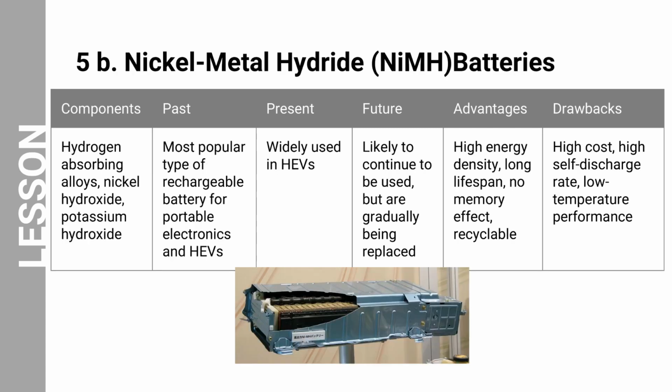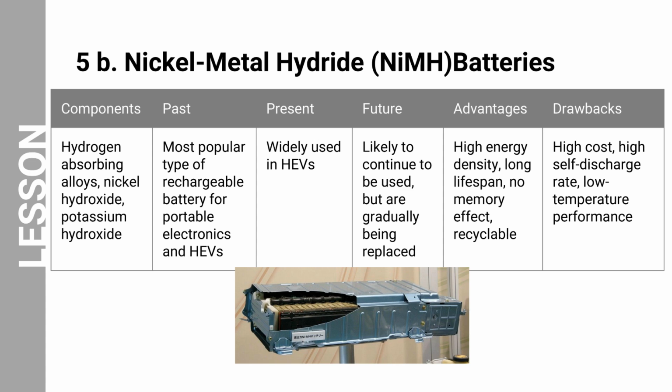Nickel metal hydride batteries are widely used in hybrid electric vehicles. The components of these batteries include hydrogen-absorbing alloys, nickel hydroxide, and potassium hydroxide. Nickel metal hydride batteries were developed in the 1960s, and they quickly became the most popular type of rechargeable battery for portable electronics, computers, and medical equipment. They offered a significant improvement over nickel-cadmium batteries, with a longer lifespan and a lower self-discharge rate.